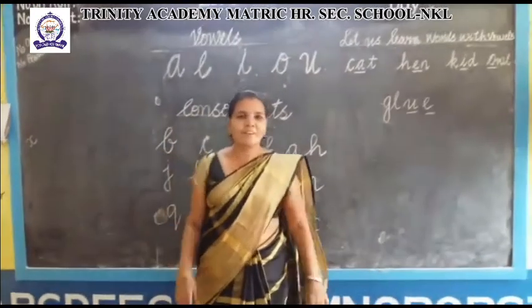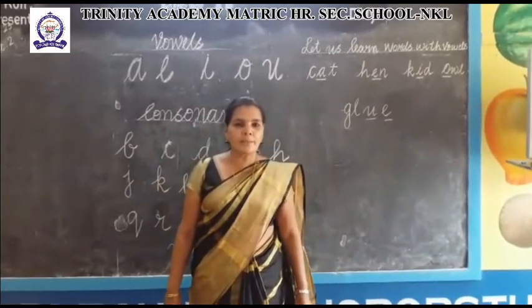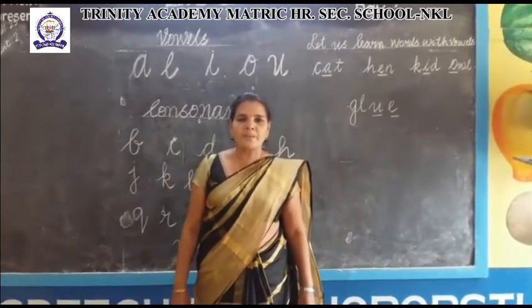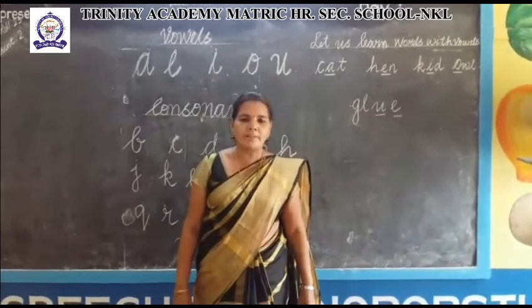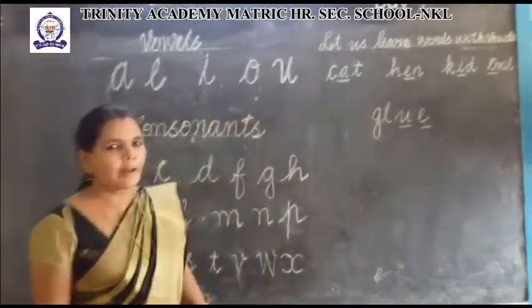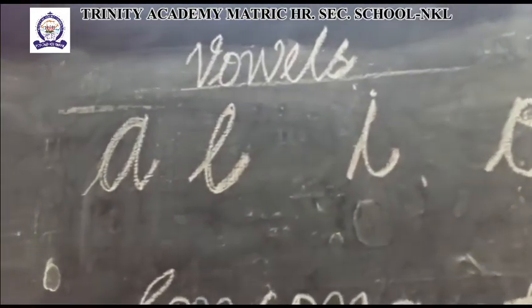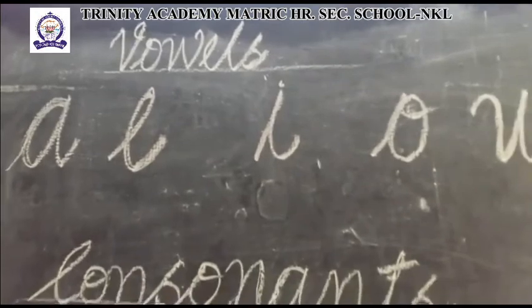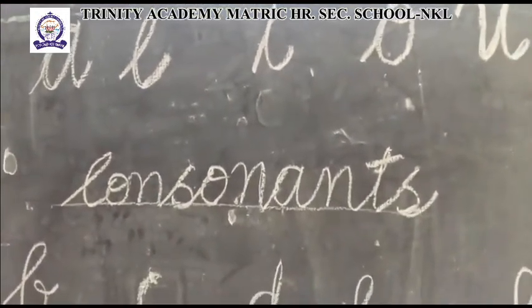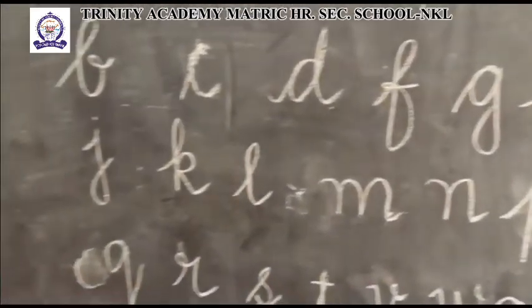Hi, children. Good morning. Today, the subject I'm going to teach you is English. And the topic is vowels and consonants. There are 26 letters in the English alphabet family.